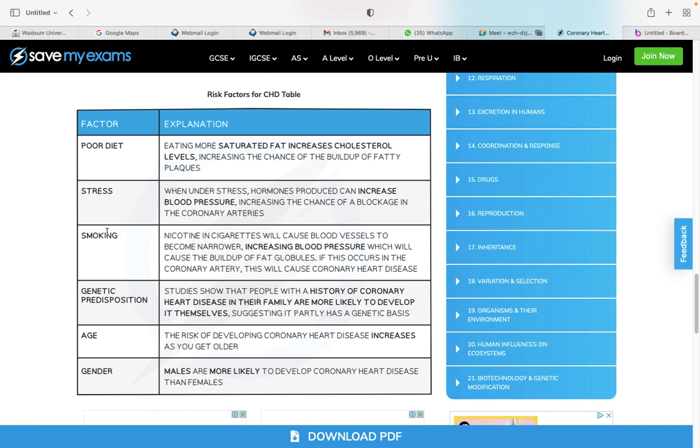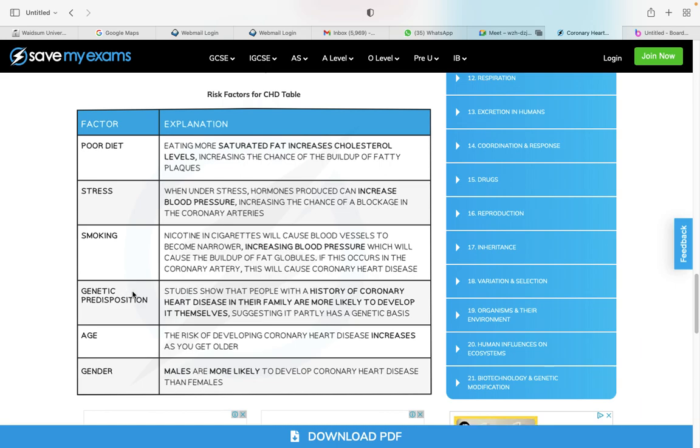Another problem causing coronary heart disease is smoking. Smoking affects not only the lungs, it also affects the heart. Nicotine in cigarettes will cause blood vessels to become narrower. They will make your blood vessels narrow, and then the blood does not have a wide area to flow through. That will start increasing your blood pressure. Blood pressure will increase and the blockage will start to build up.